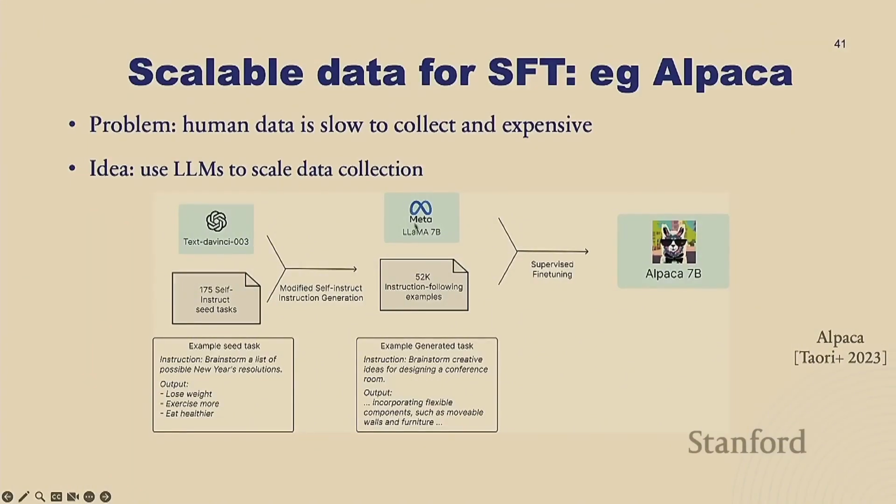Then we took Llama 7B, which was the best pre-trained model at the time, and we just fine-tuned this with supervised fine-tuning, as I told you. And that's how we got the Alpaca 7B model.